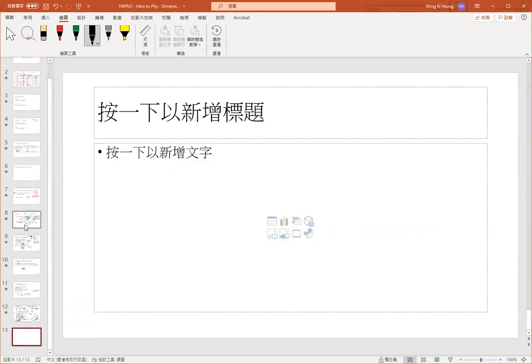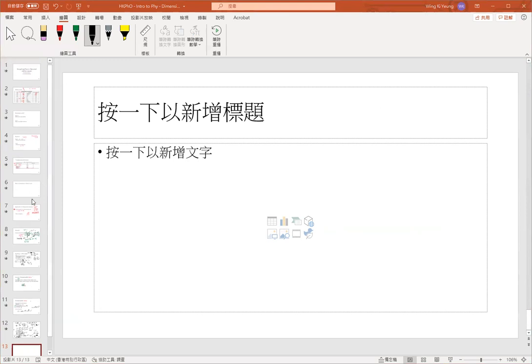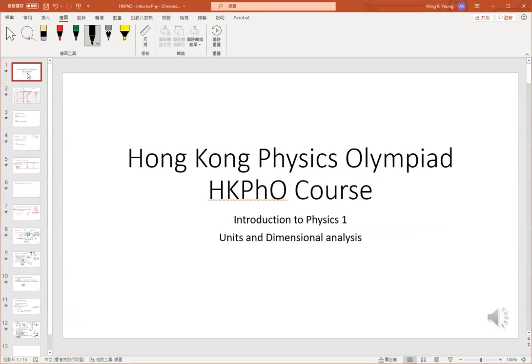Next lesson we are going to the first lesson talking about the physics. Okay, so that's all for the mathematics part. But later on, if we need to use the mathematics, we will still need to go through the mathematics. So then see you on Wednesday night.